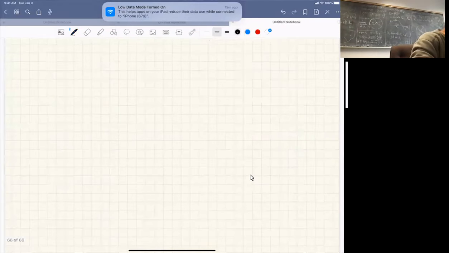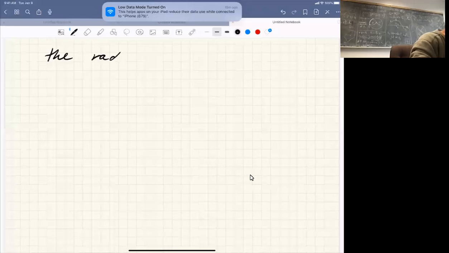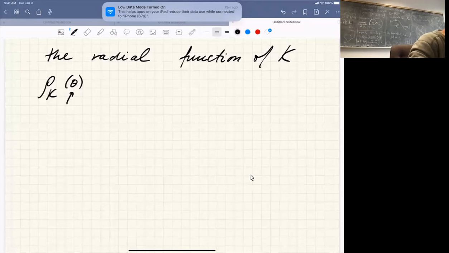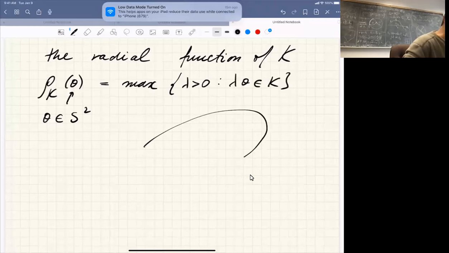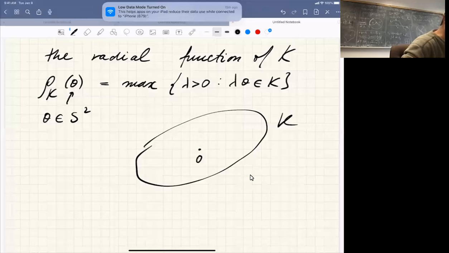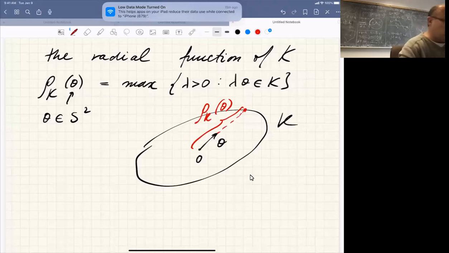So let's consider the radial function of K. I will write rho K of theta. Theta is the direction again on the unit sphere. And this is going to be the maximum, in a moment I'll make a picture, of lambda positive such that lambda theta belongs to K. Basically, again, this is K. Assume that this is origin symmetric, but this is not necessary. For simplicity, everything is origin symmetric. And I have my direction theta. And I walk till I hit the boundary. And this is my rho K of theta. This is my radial function.